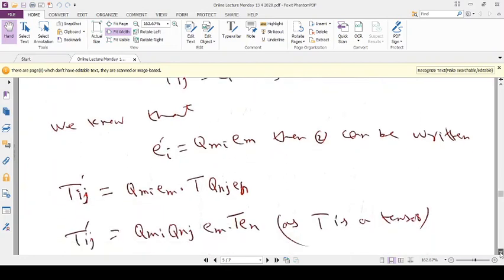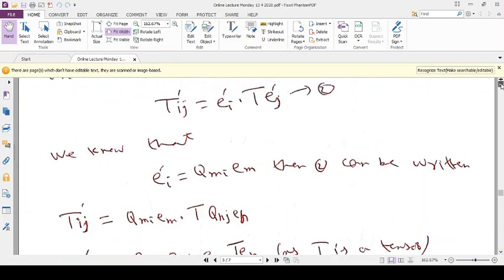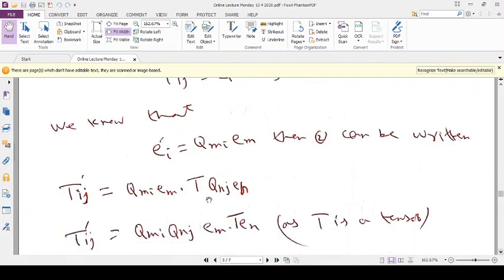So we have again this equation. Put this equation in equation number 2. We have ei dash equals Qmi em dot T, and ej dash will be Qnj en. So you cannot write m again because m is a dummy index and you cannot use it four times, so you have to use another letter instead of m. So we have used n here.